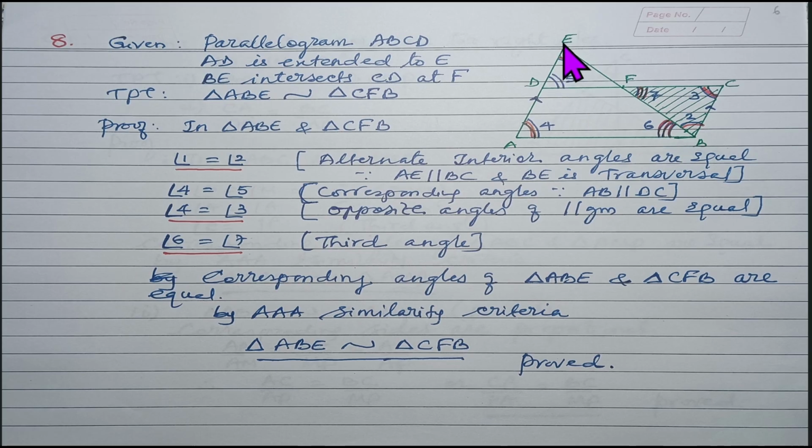So the three angles of the triangle ABE are correspondingly equal to the three angles of the triangle CBF, or CFB, and therefore by AAA similarity criteria the triangle ABE is similar to triangle CFB. Again by AAA similarity, the thing is we have to identify the three important corresponding angles which are equal, and therefore we can prove them by AAA similarity criteria.